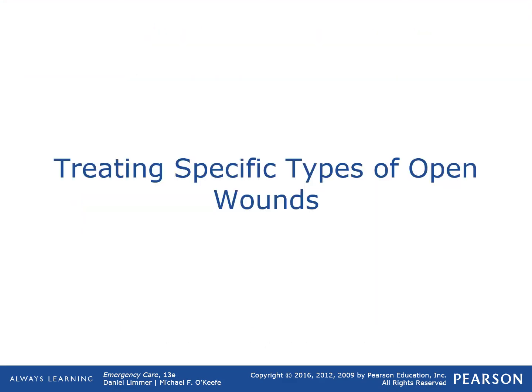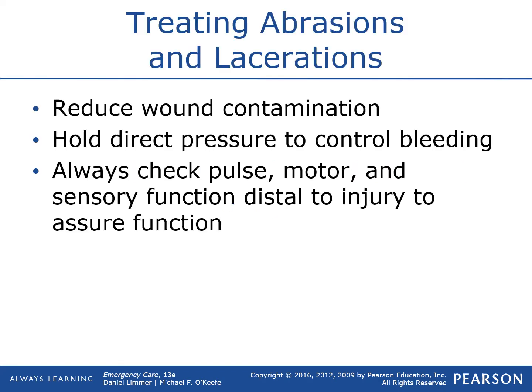Alright, so going into treating very specific types of open wounds. The most common form of open wound that we see are usually abrasions and lacerations. So this is the basic wound care that we typically are going to do. It's follow what we just were talking about: irrigate the wound so that we don't have wound contamination, hold direct pressure, use a pressure bandage, and that should stop most of the bleeds.